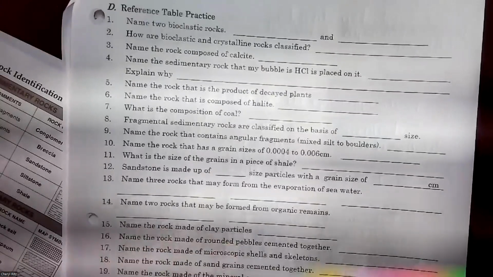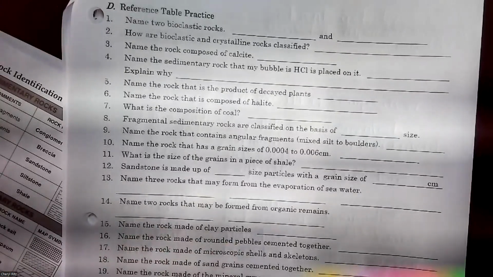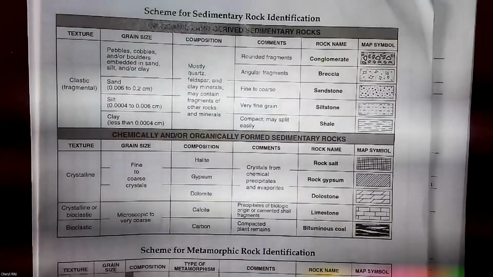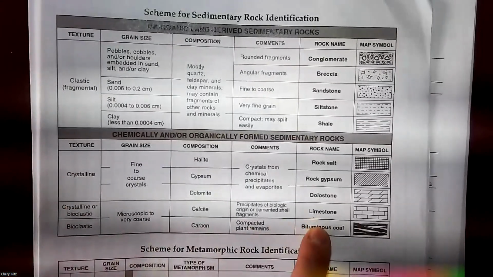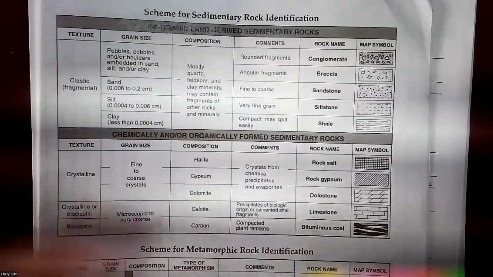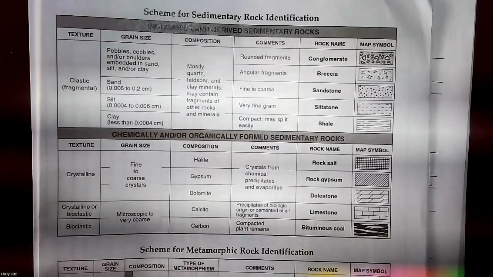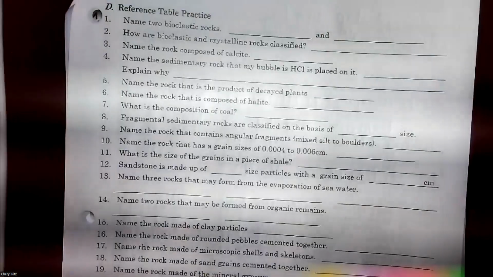Where will you find the name of two bioclastic rocks? Yeah, in your reference table. This is all straight from the reference table. Bioclastic: limestone and bituminous coal. So there you go. You only have 25 questions to do for homework. Page 27.